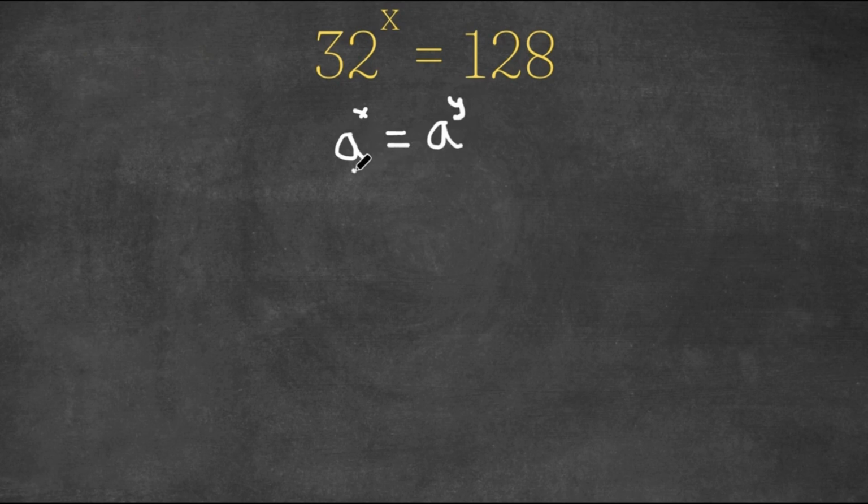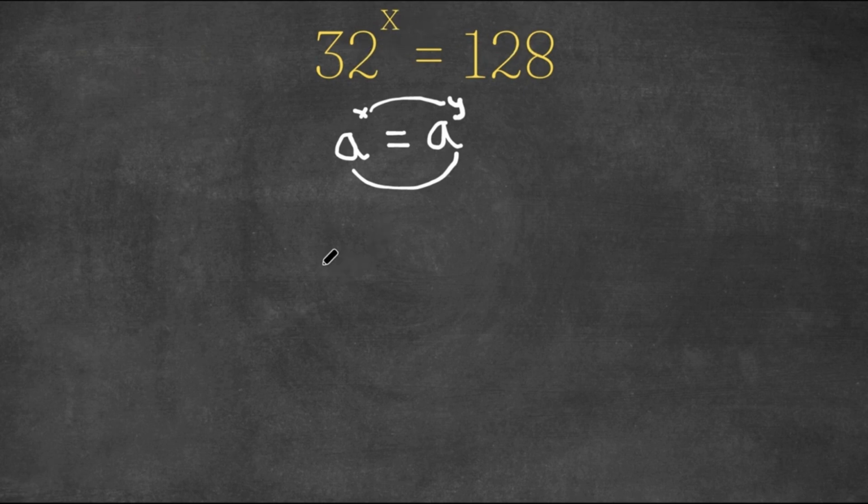So as you can see, the bases here are the same, and because the bases here are the same, that means that the exponents here are the same as well, because that must be true in order for the equation to be true. So what we need to do is change 32 and 128, our bases, so that they're the same. Well, a common base for these two would be 2, right?